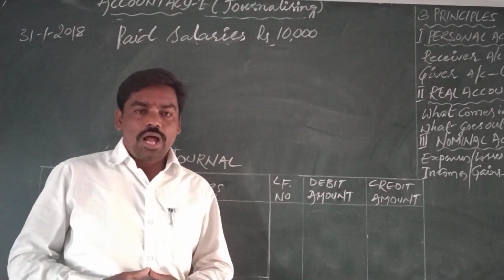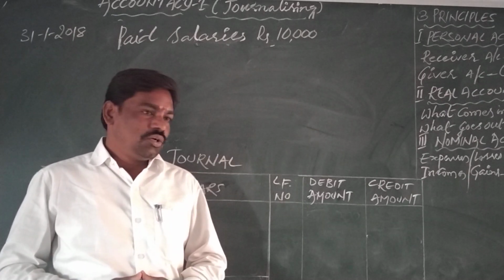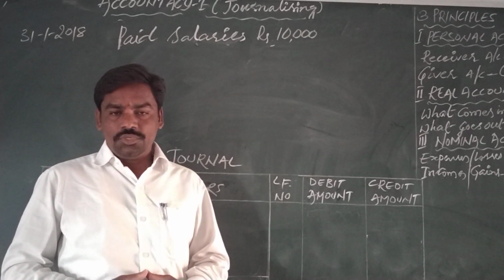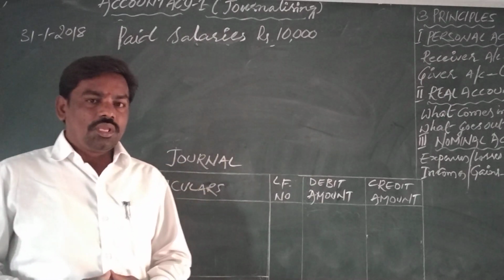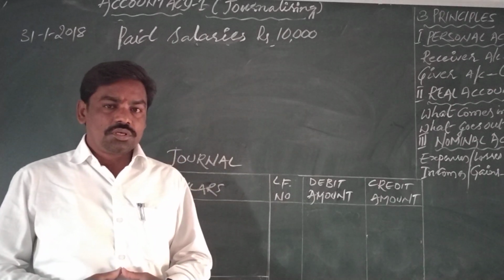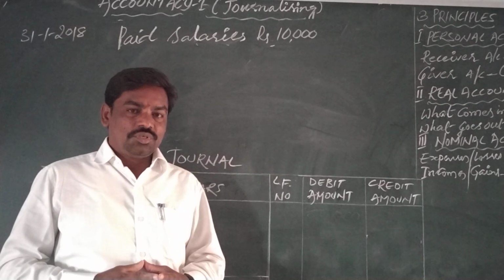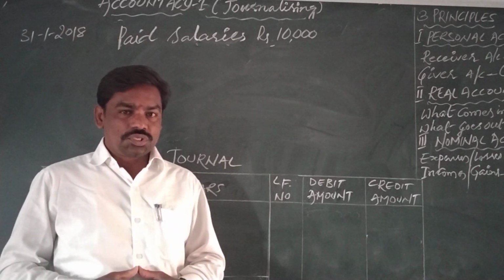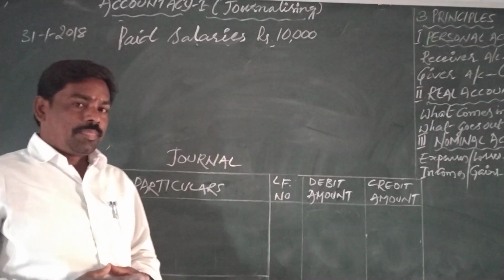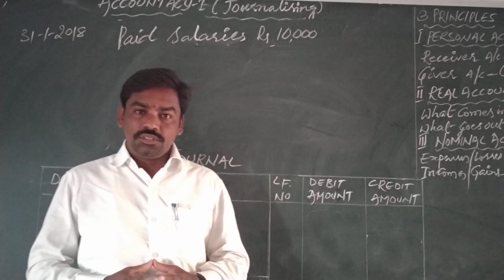In this video, I am going to teach you the CEC first year Accountancy topic, journalizing accounting transactions. Students, here you all know there are three types of accounts and each account has its own principle. So, what are the three accounts? One, personal account. Second, real account. Third, nominal account. So, principles of these accounts.